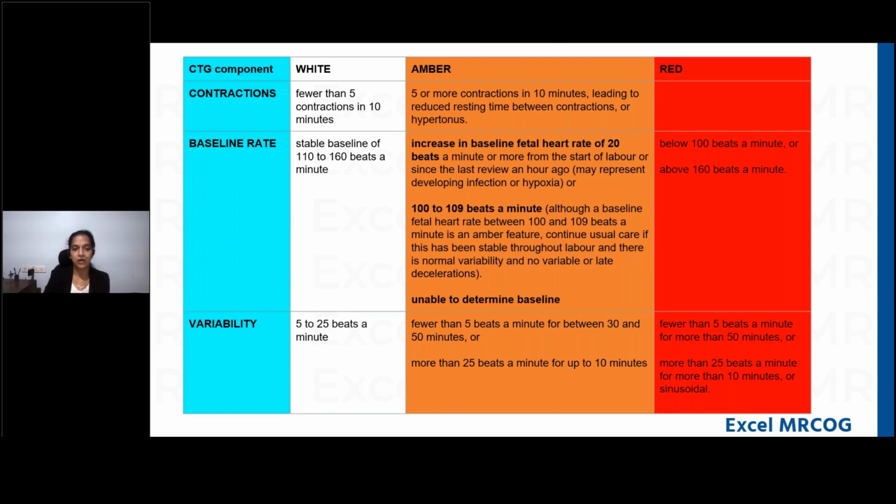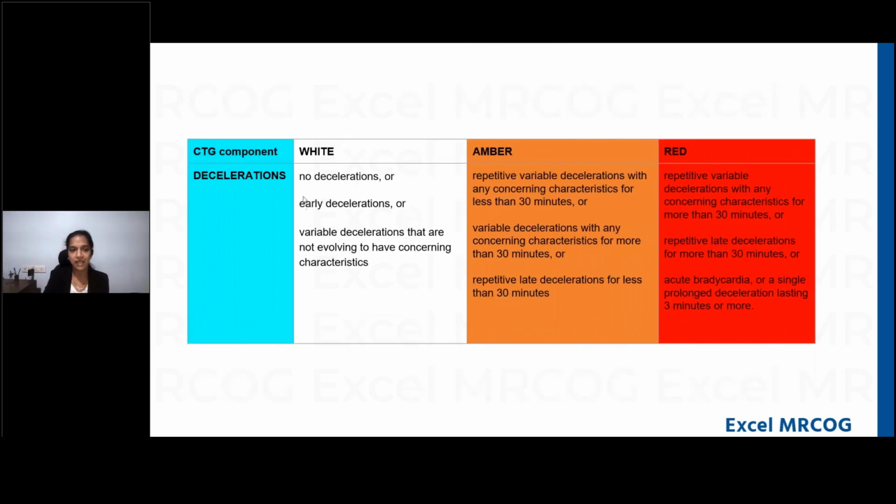Now, decelerations. White would be no decelerations or early decelerations or variable decelerations without concerning characteristics. So variable decelerations are also considered white if there are no concerning characteristics. This is something that you need to remember. But there is a but here: if the patient has risk factors, like in this case meconium or bleeding, you would need to take that CTG seriously.